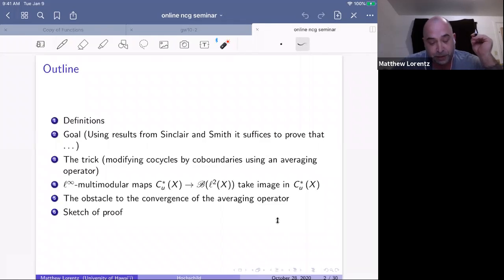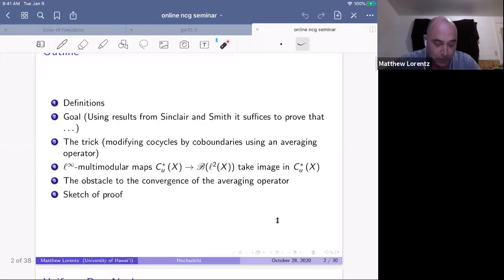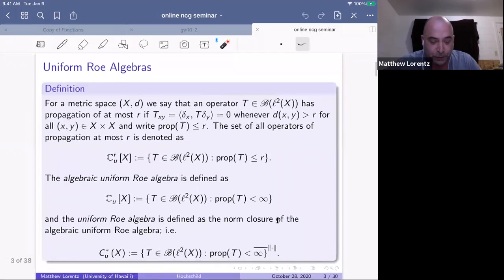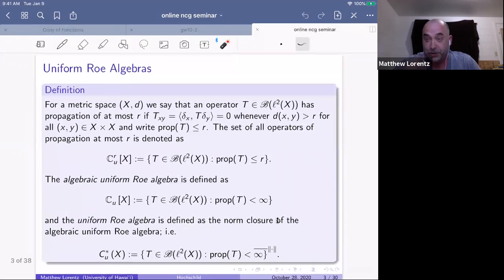And then I'm going to talk about L-infinity multimodular maps for a minute, and I will define what those are. And then I'm going to talk about the obstacle to the method that Sinclair and Smith use and how I get around that, and then give a brief sketch of the proof of the main result that I'm going to give today. So uniform roe algebras, there are a lot of ways to describe these, but this is the way I'm looking at them for this talk.